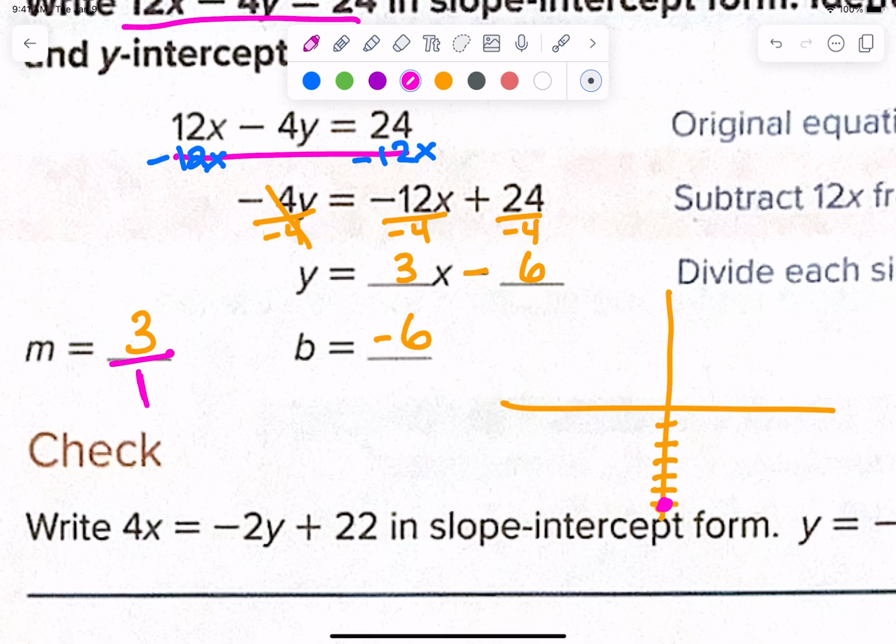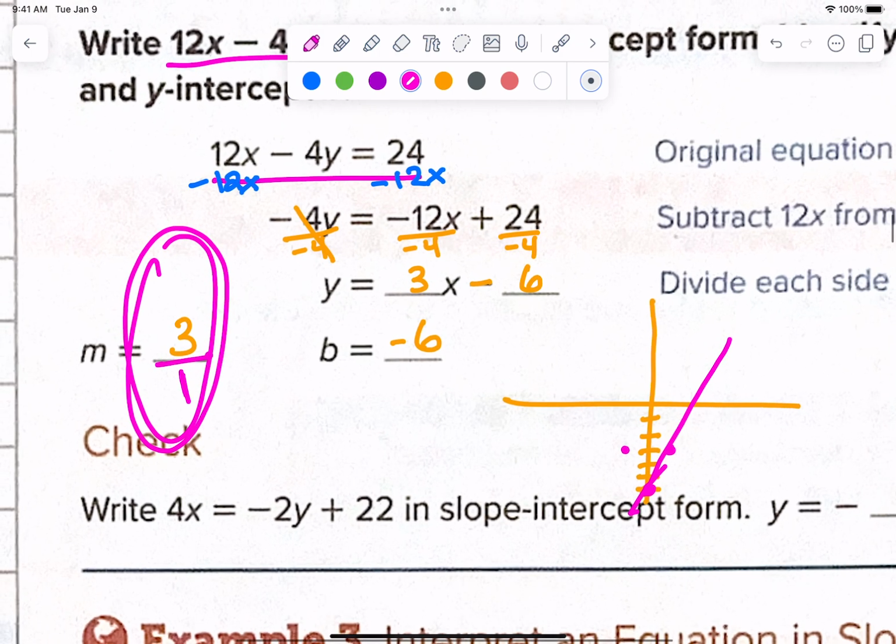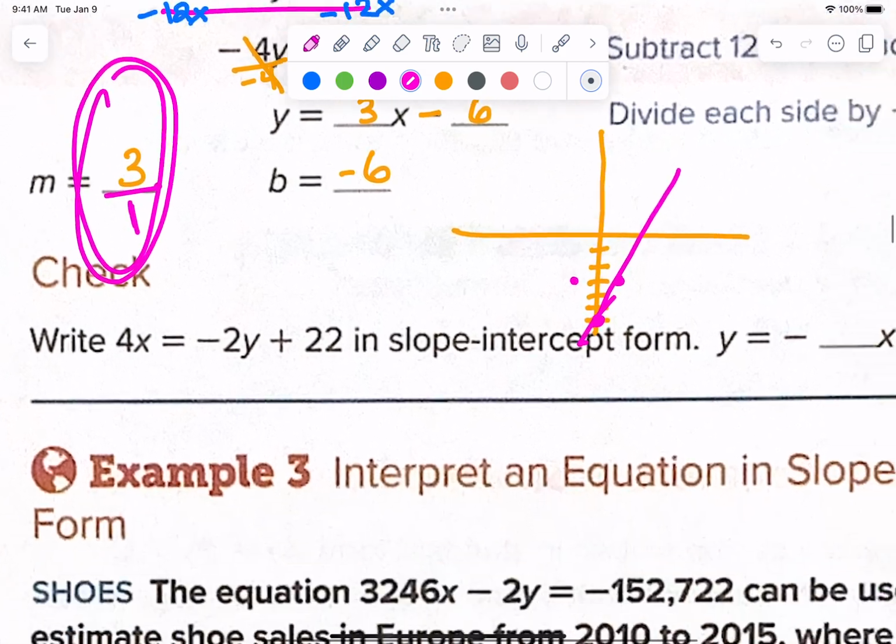Which way? This way or this way? Do you remember how you know? 3 is a positive number. Which one has a positive slope? Right. The one going to the right, okay? So always check that. I still have a few people that are trying to graph it the wrong way. You want it to go to the right because it's a positive 3 for slope, okay? So there he is. That's what he would look like. You don't have to graph him. We did just to refresh our brains, all right?